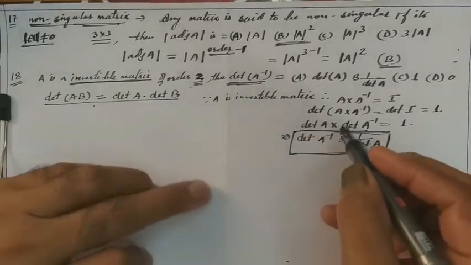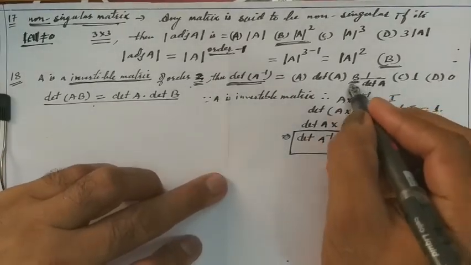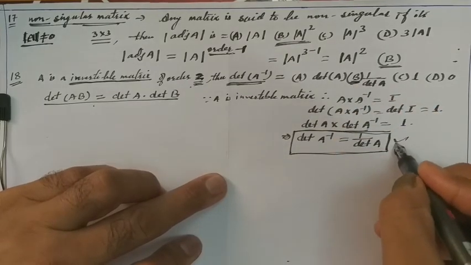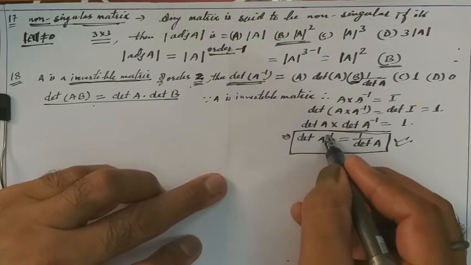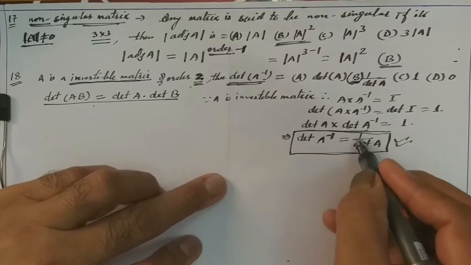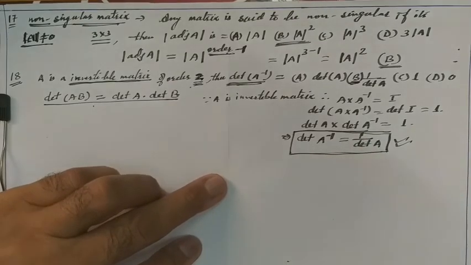So option B is the right option, that determinant of inverse of matrix A is equal to 1 upon determinant of A.